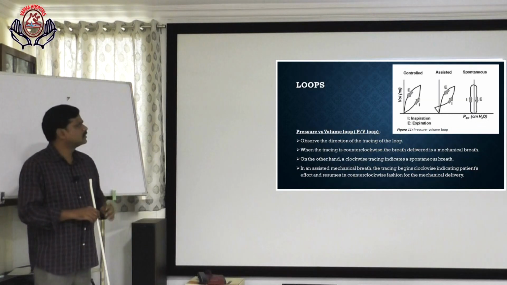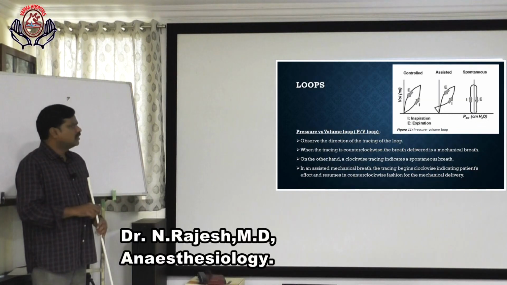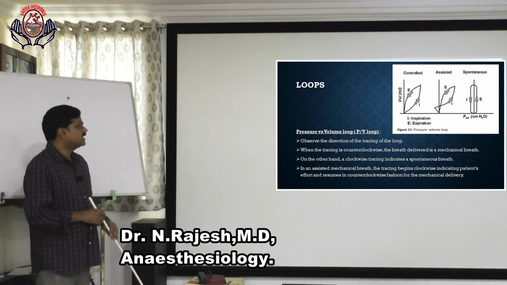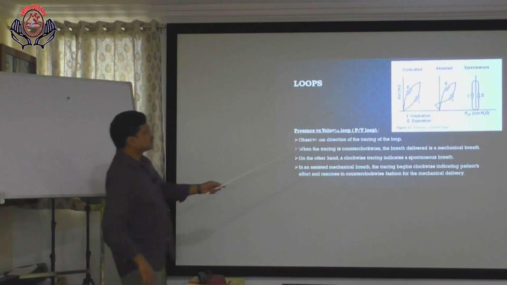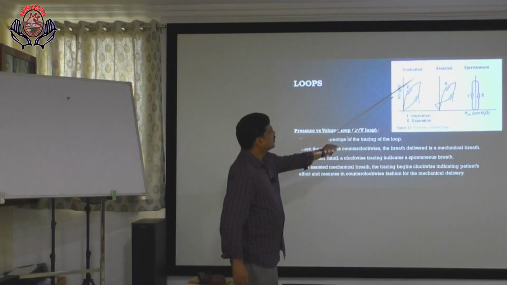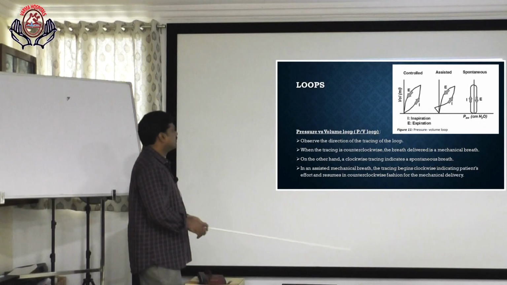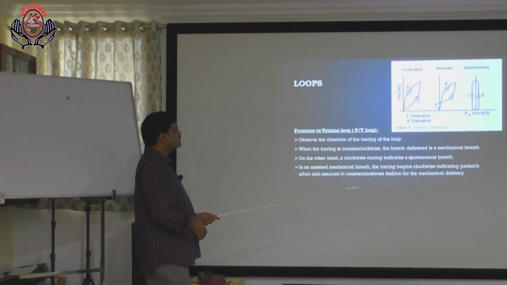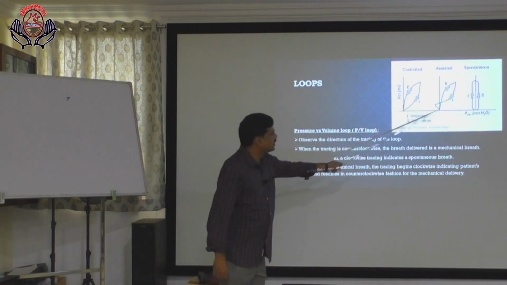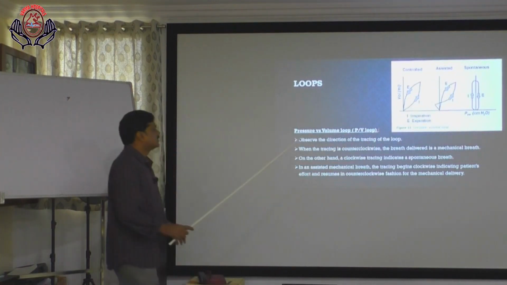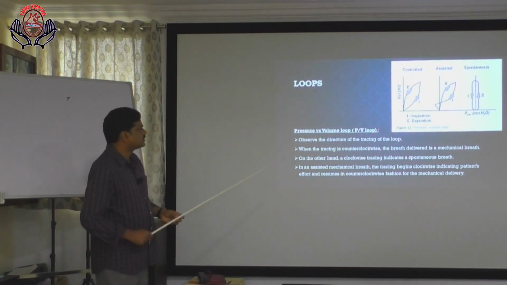Coming to loops, the pressure versus volume loop, PV loop. Observe the direction of the tracing of the loop. When the tracing is counterclockwise, the breath delivered is a mechanical breath. On the other hand, a clockwise tracing indicates a spontaneous breath.